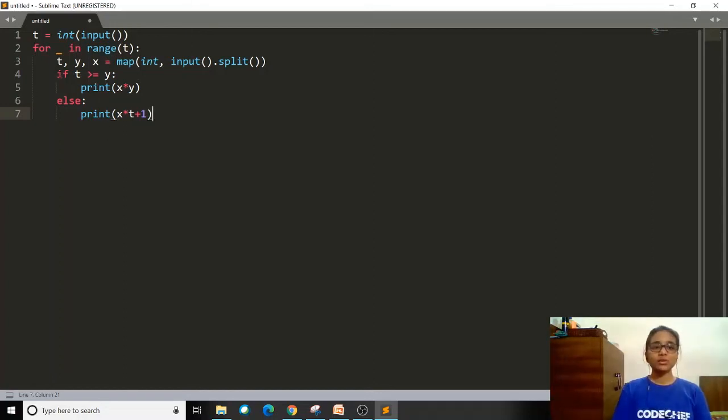Now, one more thing: in the problem statement, the constraints for t, y, and x were given up to the range of 10 to the power 9, which is quite large. So if you're using some other programming languages, do not forget to use long instead of int. Using int may not be feasible and your solution may not get accepted for that reason. In Python, we do not have the concept of using data types, but in other programming languages, we have to keep that in mind. So don't forget to use long here.